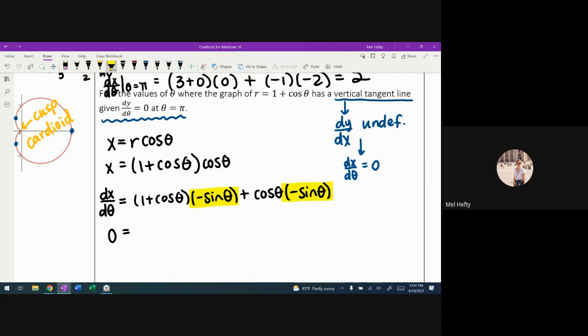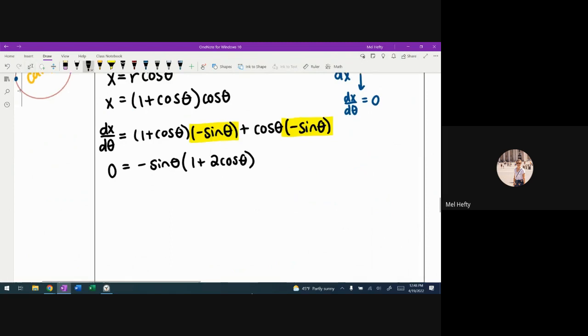They both have them. Let's factor them out. Thank you, Austin, for reading. All right, what I have left is 1 plus cosine plus cosine. So I'm going to call that 1 plus 2 cosine theta.